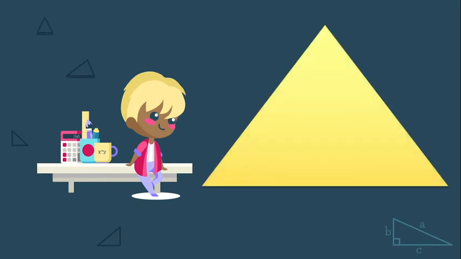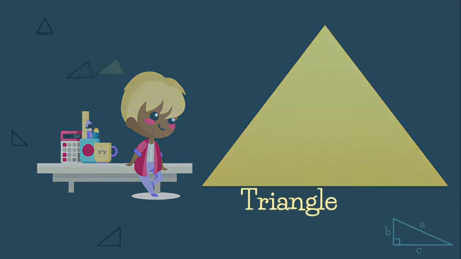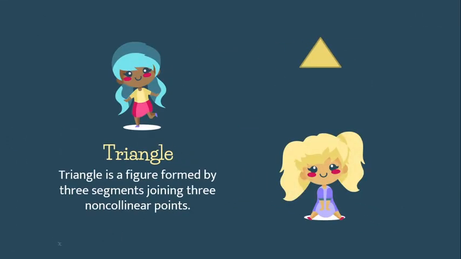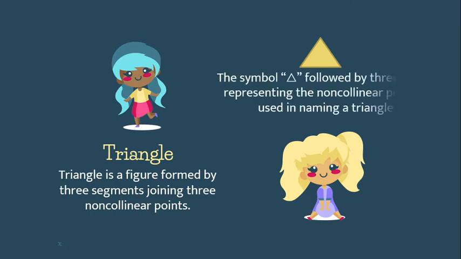So what shape is this? Very good. This is a triangle. So what is a triangle? A triangle is a figure formed by 3 segments joining 3 non-collinear points. And we use the symbol triangle. So yung mismong shape ng triangle, maliit na triangle, followed by the 3 letters representing the non-collinear points. So, ito yung ginagamit natin pag nag-name tayo ng triangle.